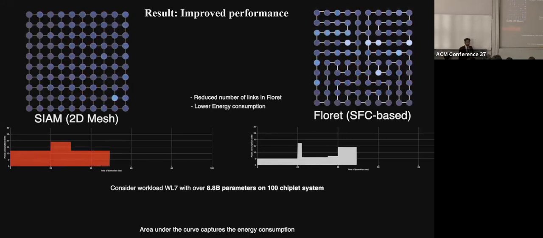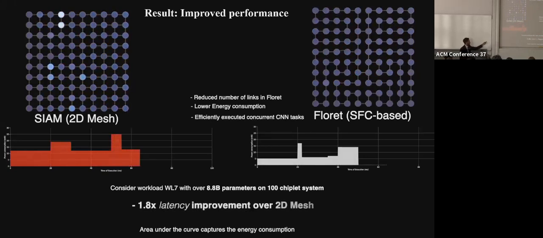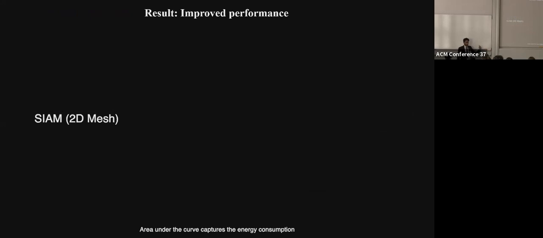For workload 7 with over 8.8 billion parameters, you can see FlowRate is already done, whereas SIAM is still running the exact same workload. So we save 1.8 times latency when compared to 2D mesh. And the area under the curve, which is much lower, actually captures the energy consumption.